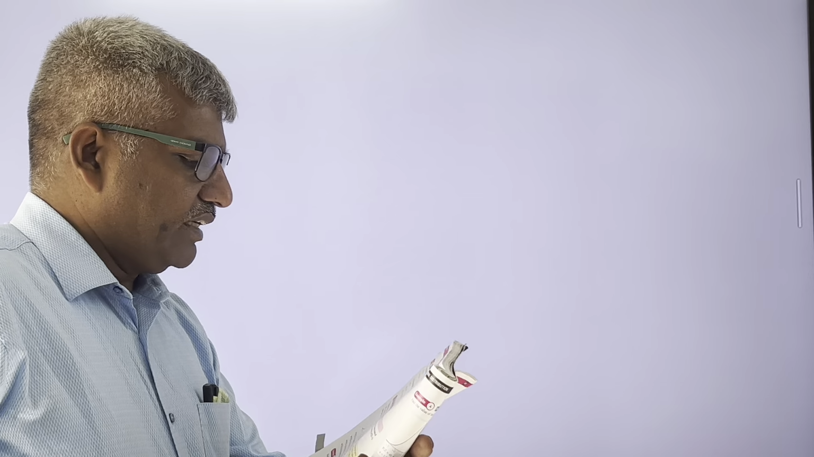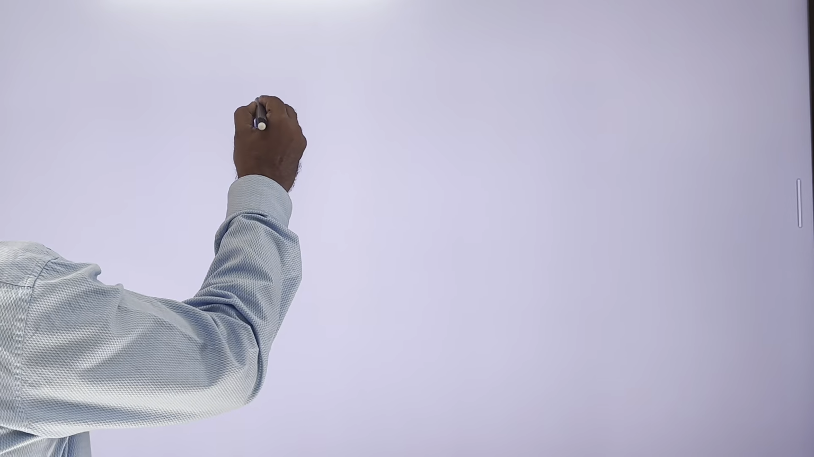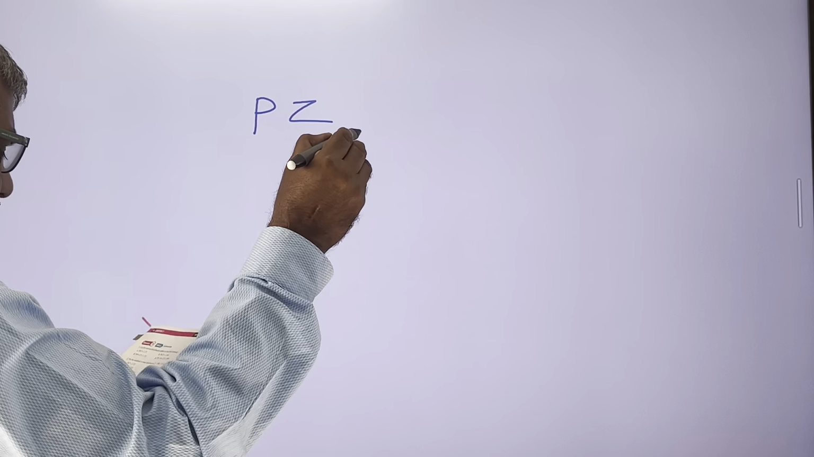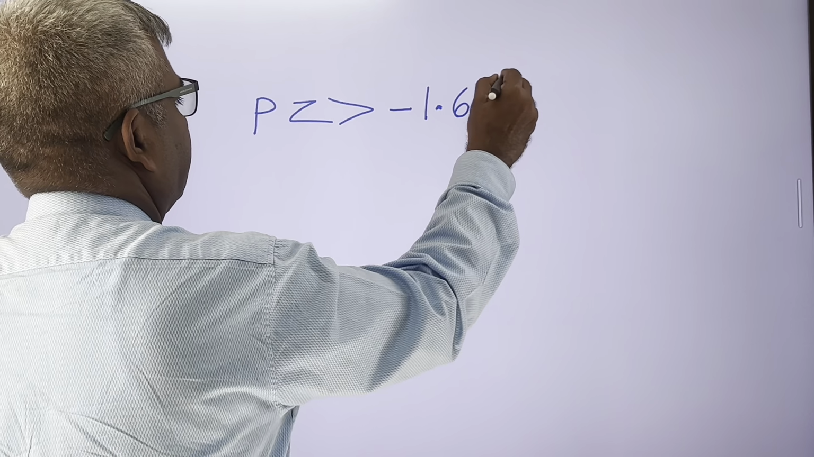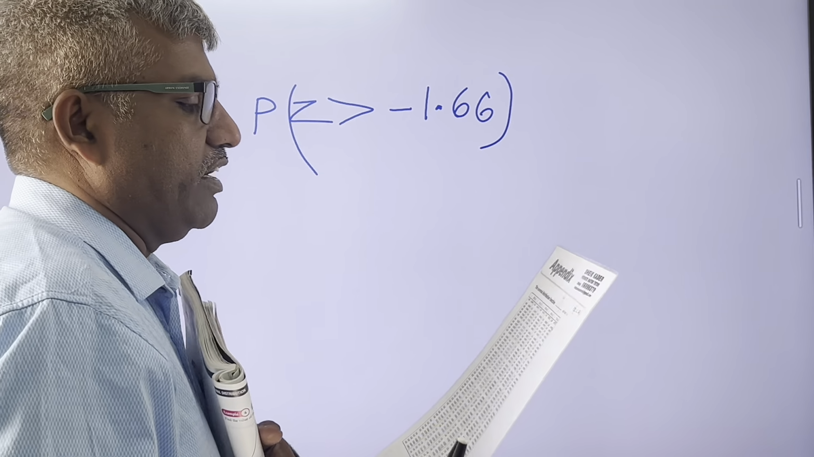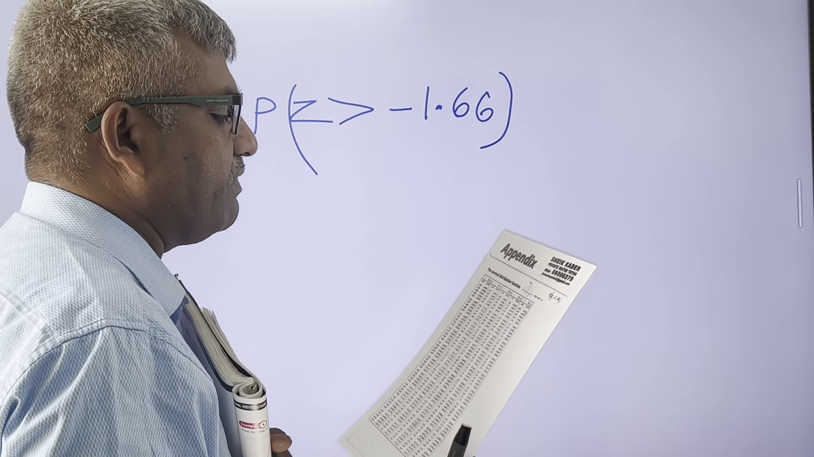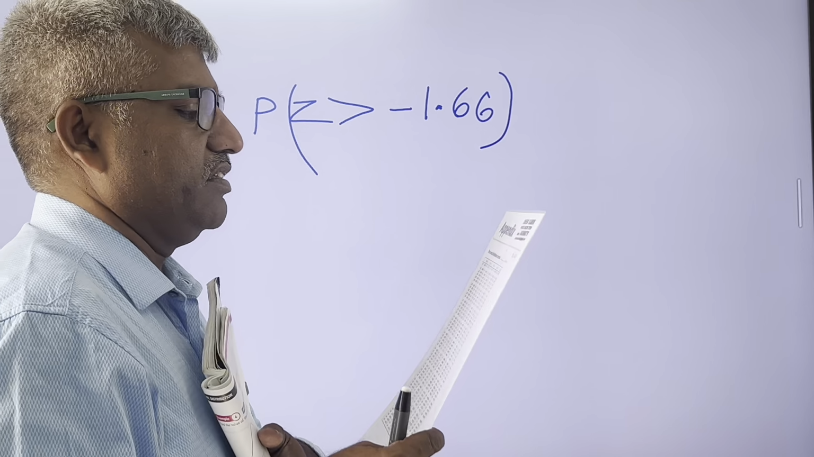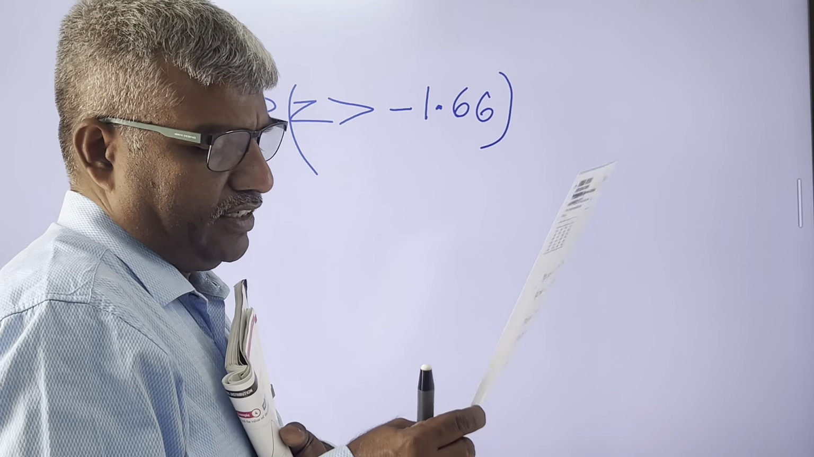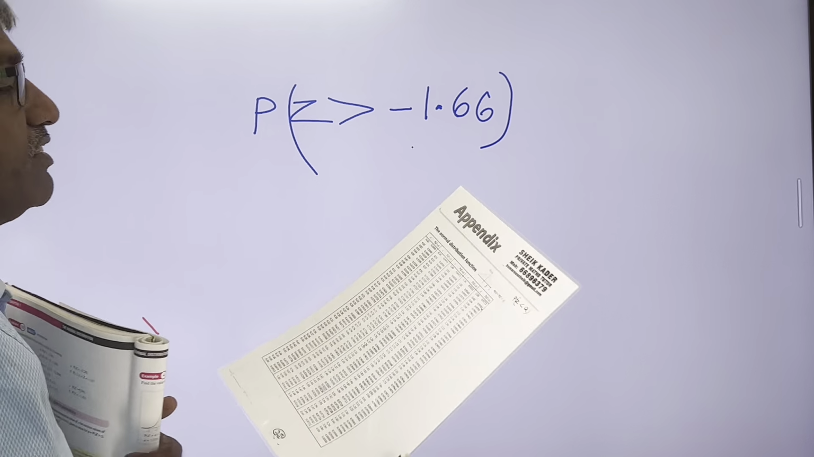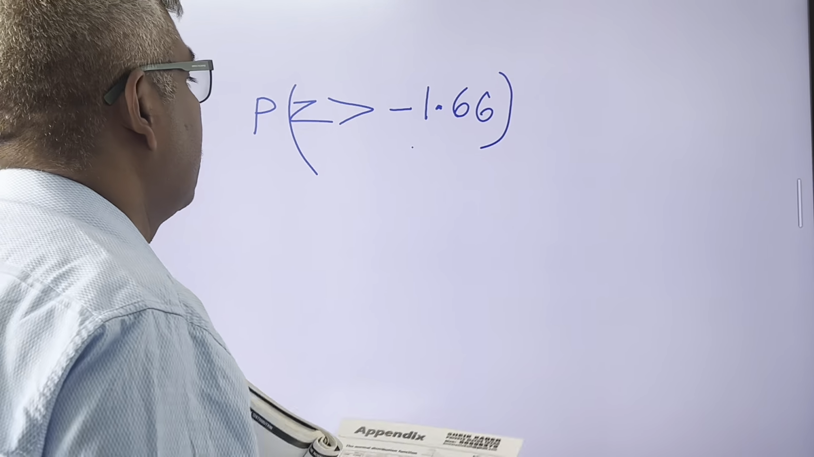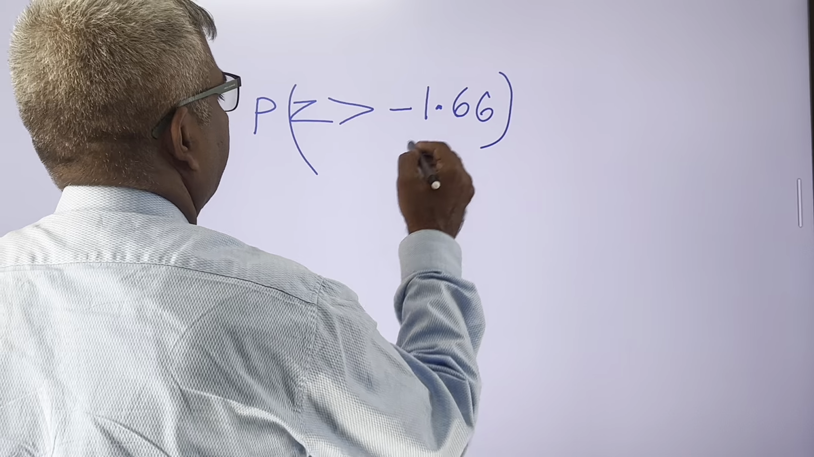Okay. Next is 1B. Probability of Z is greater than minus 1.66. You see it, look at the table: the A value, that is the Z value, is never negative. It starts with 0.00 and ends with 4.00. So here it is minus 1.66. We cannot do minus 1.66.